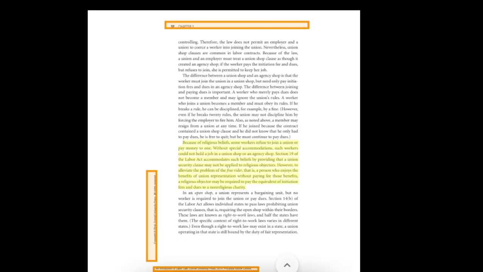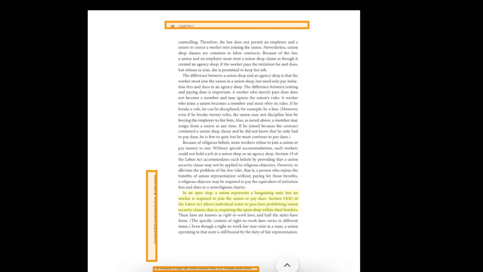However, to alleviate the problem of the free rider, that is, a person who enjoys the benefits of union representation without paying for those benefits, a religious objector may be required to pay the equivalent of initiation fees and dues to a non-religious charity. In an open shop, a union represents a bargaining unit, but no worker is required to join the union or pay dues.